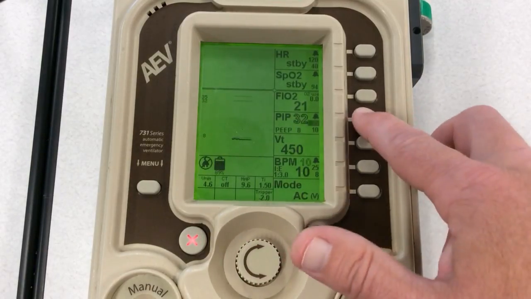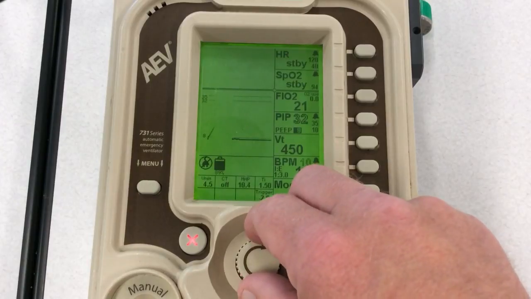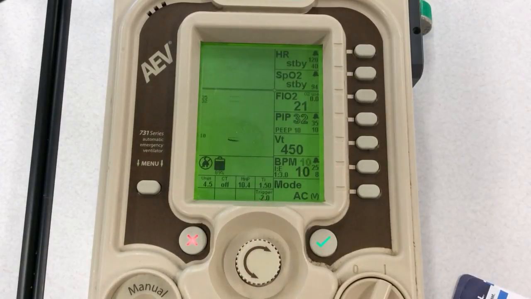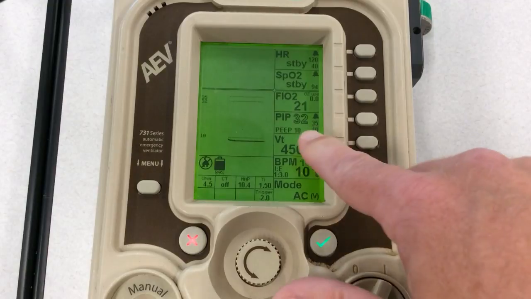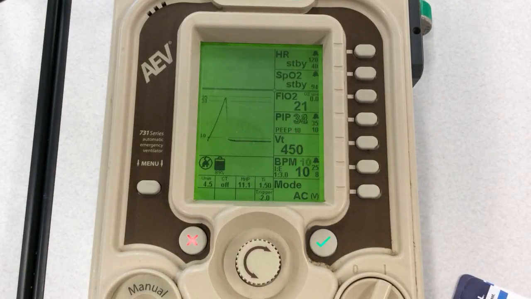If they're still hypoxic, I can turn it up. Much past 10 or 12, you should be oxygenating fairly well. But you've got to be watching blood pressure. As PEEP goes up, blood pressure will come down.